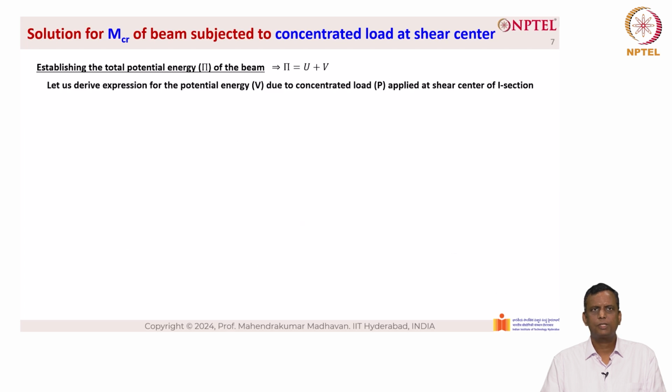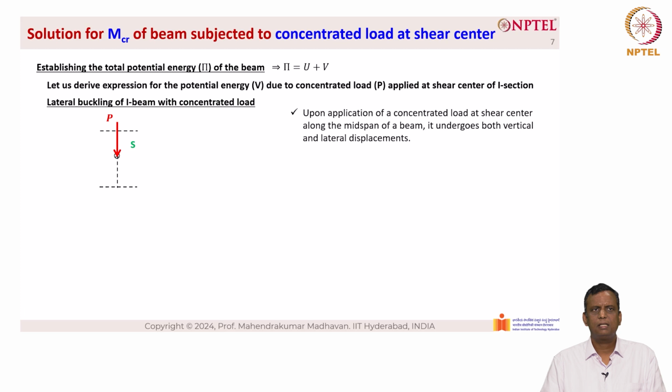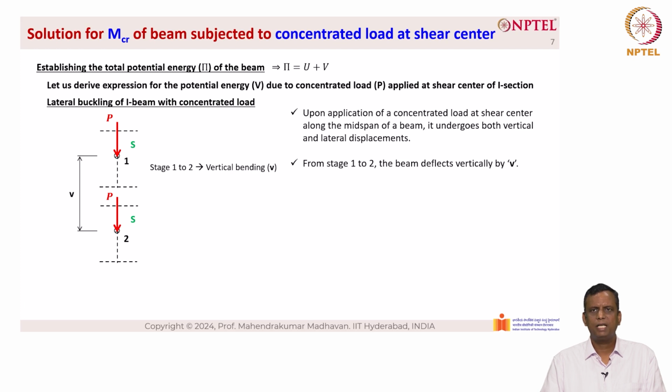Let us derive the expression for the potential energy V due to concentrated load P applied at the shear center of the I section. In lateral buckling of an I beam with concentrated load, we can see that P is applied at the shear center. Upon application of a concentrated load at the shear center at the midspan of the beam, it undergoes both vertical and lateral displacements, as you can see on the figure on the left hand side. From stage 1 to stage 2, the beam deflects vertically by v.